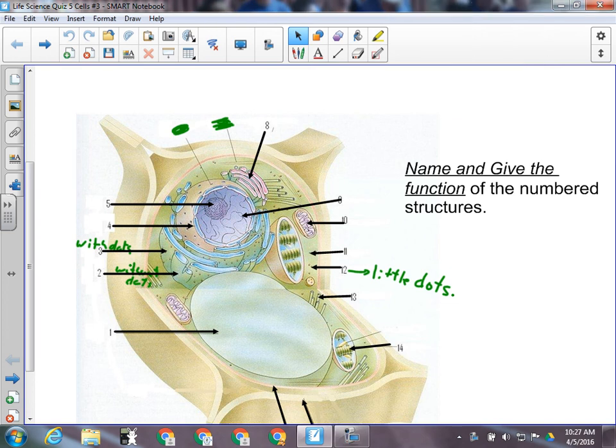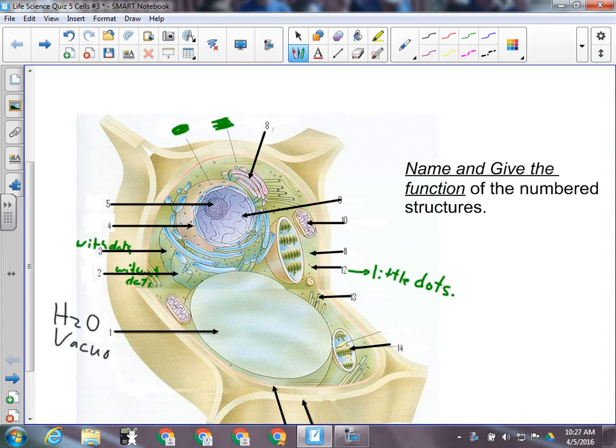All right, so structure number one, okay? What's this big kind of empty looking thing here in the middle of the cell? Water vacuole. Okay, and I will accept for the function of that something like supports the cell, uses turgor pressure, keeps the shape of the cell, something along those lines for the function would be acceptable.